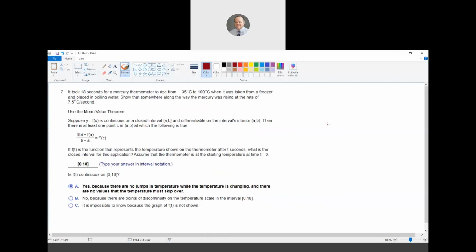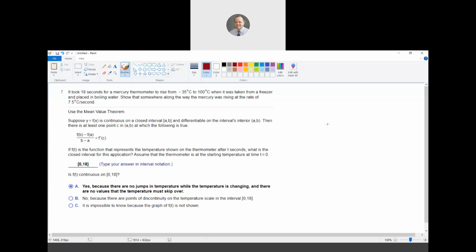All right, it took 18 seconds for a mercury thermometer to rise from negative 35 degrees Celsius to 100 degrees Celsius when it was taken from a freezer and placed in boiling water. Show that somewhere along the way the mercury was rising at a rate of 7.5 degrees Celsius per second.